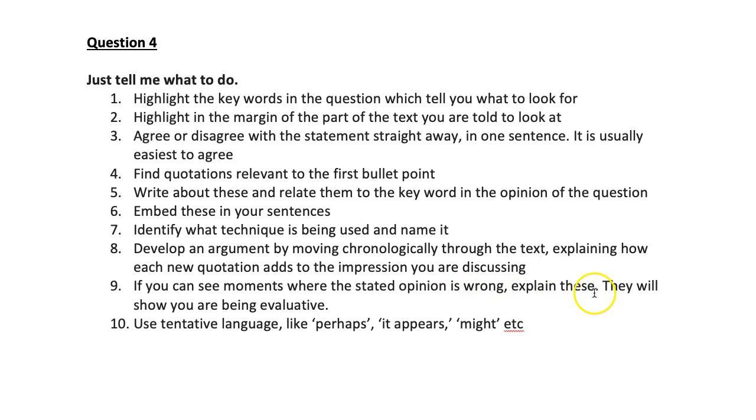The other trick to showing that you're being evaluative is to use tentative language. These words show that you're offering an interpretation which you know might not be the only one. That suggests you're being evaluative. Perhaps, it appears, and might.